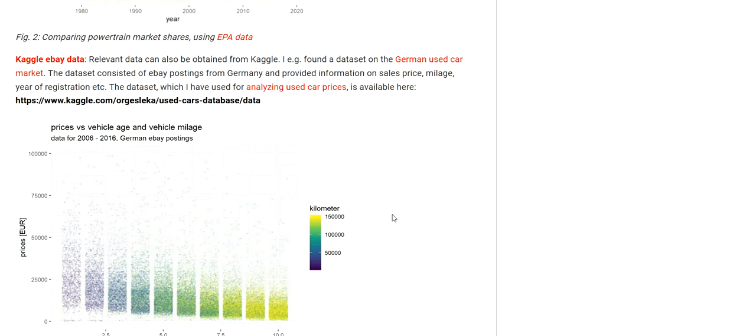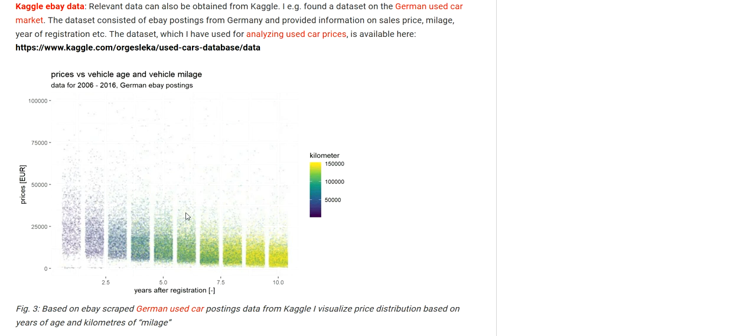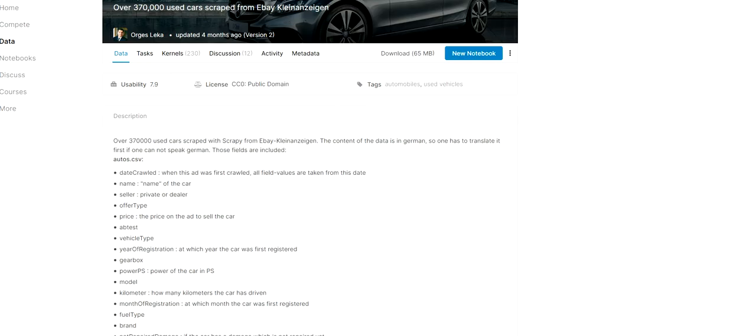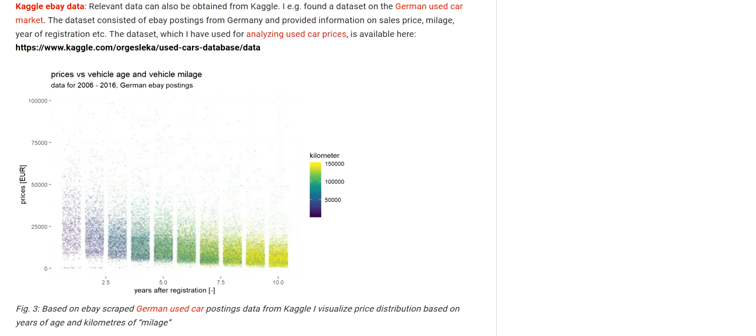And this is just one chart that I produced using that data set, showing some information on how prices change with the year of registration, and also the mileage measured in kilometers. Also here you can find a link in my blog post to the Kaggle site where you can find this data set. You can try to download it and play a little bit with it yourself in R or Python or whatever language you prefer to use for your analysis.